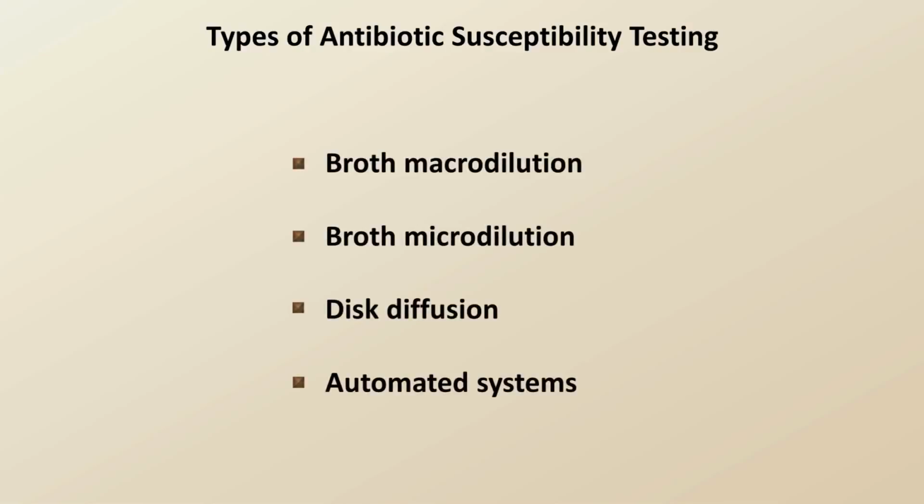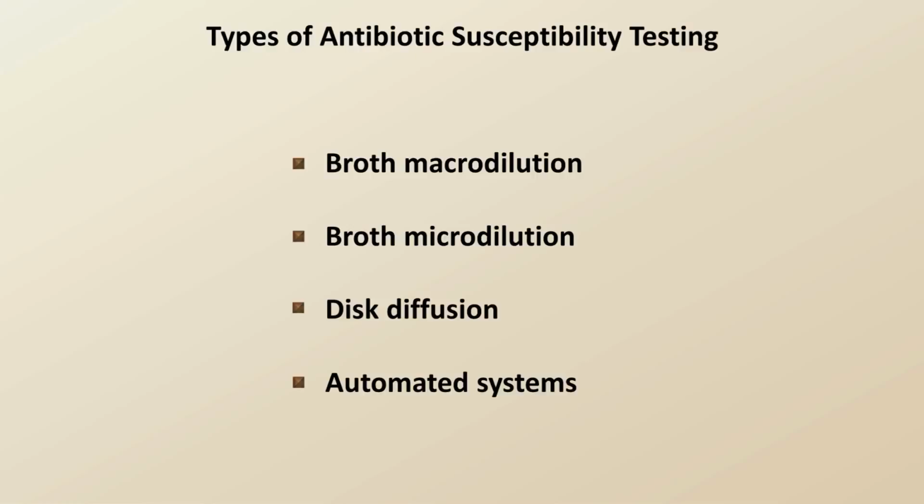There are many types of antibiotic susceptibility testing. I'll talk about these 4 during this lecture. Both broth dilution methods and automated systems are quantitative methods, which can provide MICs, while disk diffusion is qualitative and can generally not provide reliable MICs.